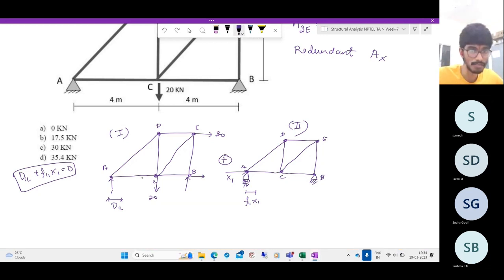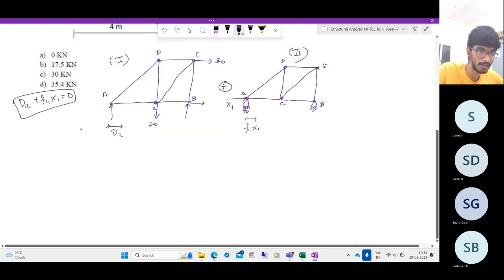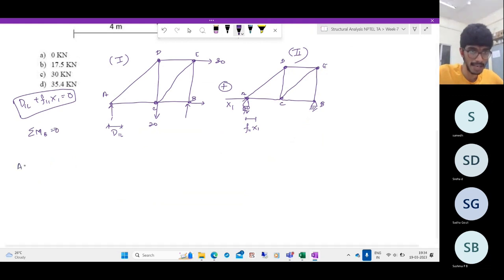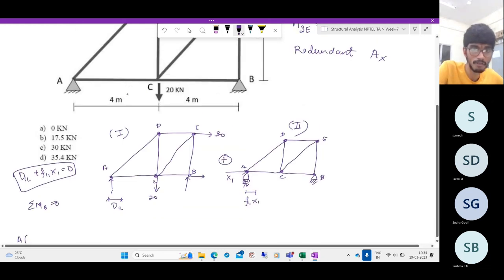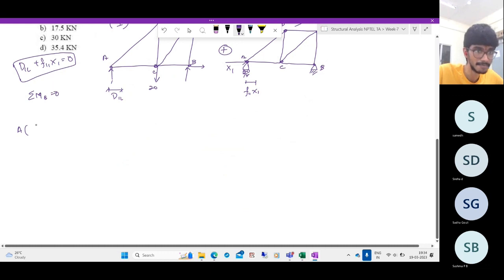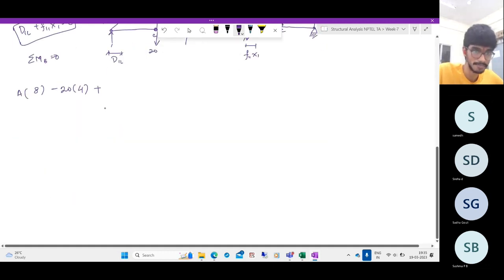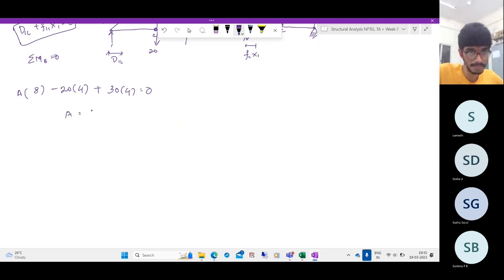Let me take moments about the point B, because there are two unknowns here. Sigma MB should be equal to 0, which means A acting at 2 times the distance. So this is 4 meters, 4 meters. So A acting at 8 minus 20 acting at 4 plus 30 acting at 4 equal to 0. So A is nothing but 40 by 8, which is 5 kilonewtons.